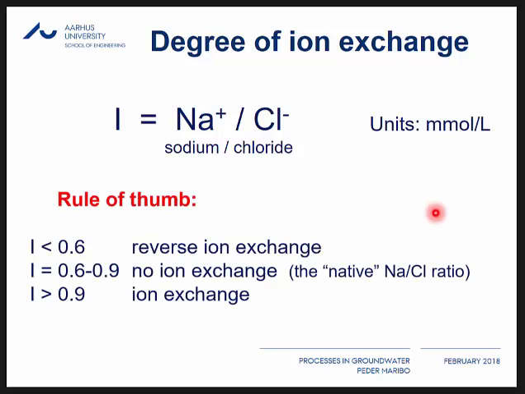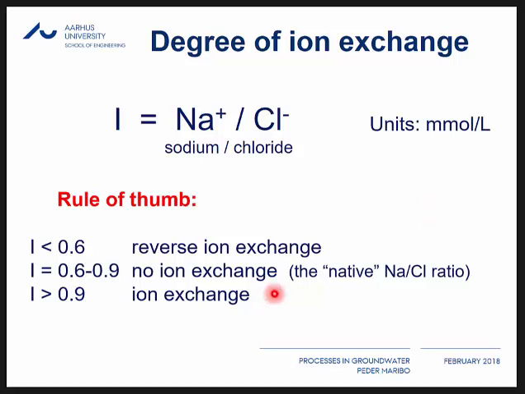If we've got 0.6 to 0.9, this is the native ratio between sodium and chloride. But if it's different than this, well, then we have a sign of ion exchange going on, meaning that if it's high, we've got ion exchange.